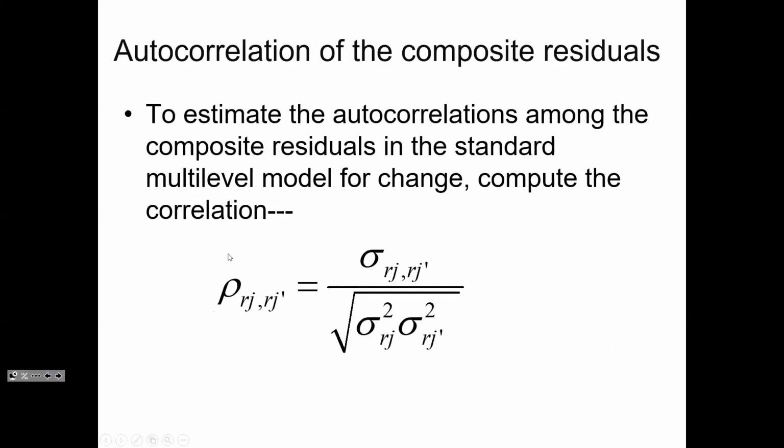So, we could actually estimate the autocorrelations among the composite residuals, by the way, just the same way that we would compute correlations normally, right? A correlation is just going to be the covariance between two things divided by the square root of the two variances.